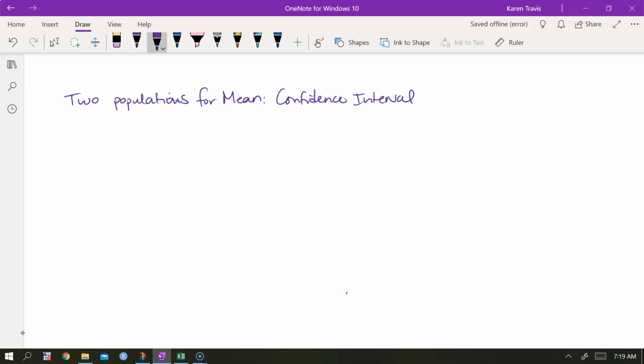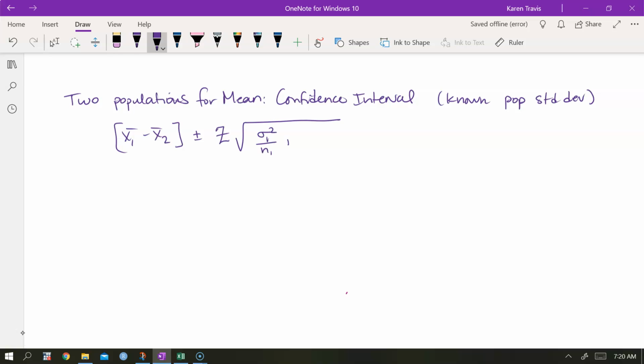So our formula for this is we need the difference in the sample means. We need either a z or a t, but I'm going to use z because I'm going to say we have known population standard deviation. And then we'll need times the square root of the first standard deviation squared over the sample size plus the second standard deviation squared over the sample size.